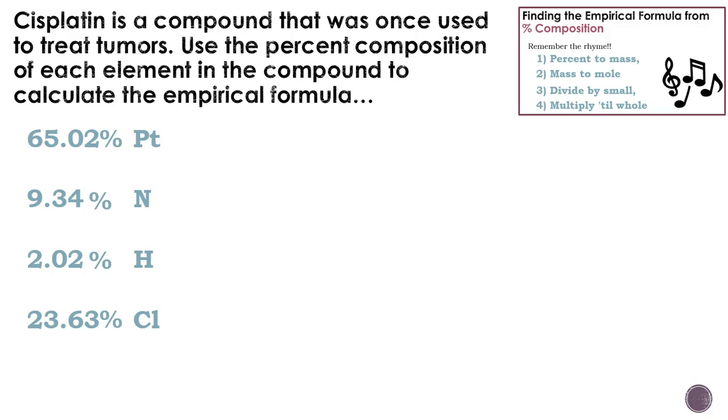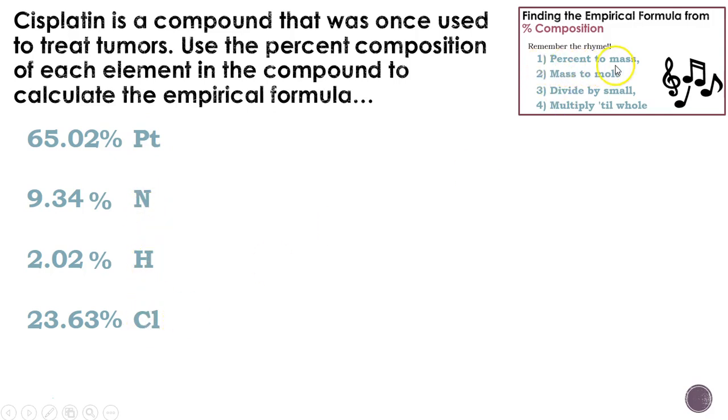Let's look at a couple example problems now of how to calculate the empirical formula using our steps and our percent compositions. Cisplatin is a compound that was once used to treat tumors. Use the percent composition of each element in the compound to calculate the empirical formula. You can see right now we have percentages of everything that's in cisplatin. We have platinum, nitrogen, hydrogen, and chlorine.